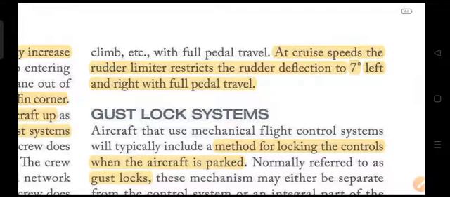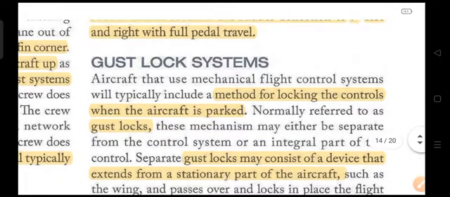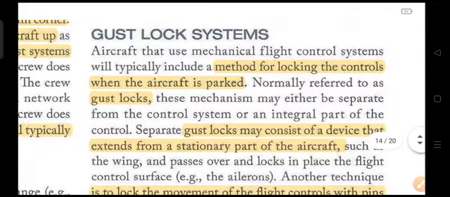Even if you push the full pedal, rudder pedal, it will not move the rudder to 30 degrees. Like in the low speed situation, it will only allow the rudder to move 7 degrees, and that is sufficient to take the proper turn. You do not require a 30 degree movement. Then you have got gust lock.